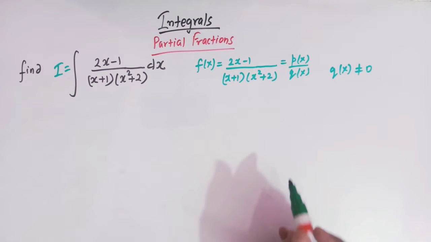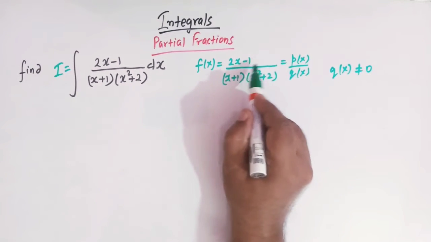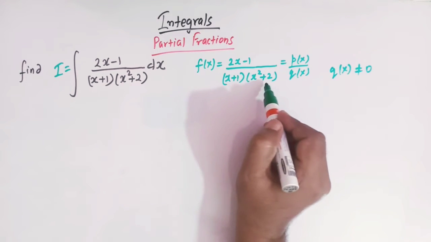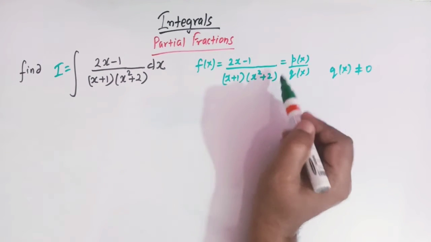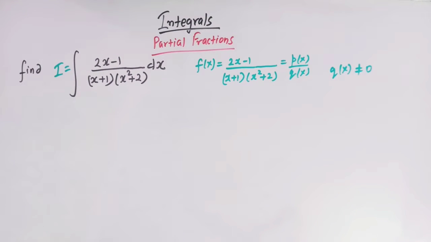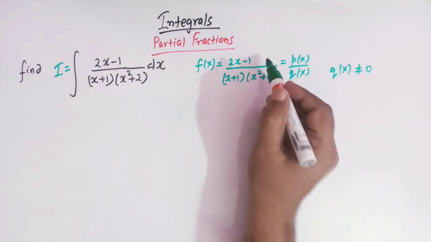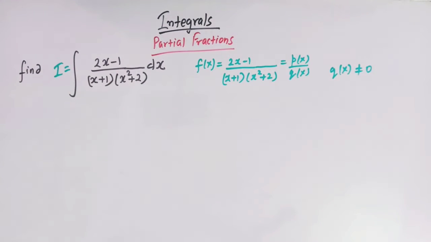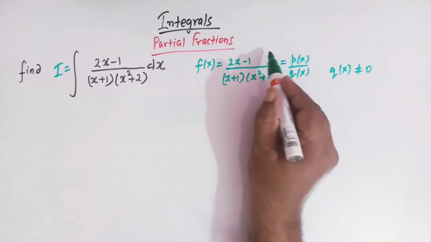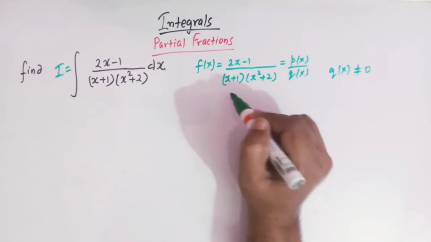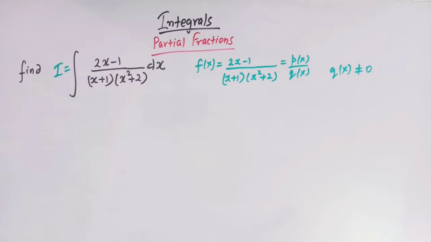In such cases, when the numerator is a polynomial and the denominator is also a polynomial, we decompose this integrand in terms of partial fractions. There are a lot of methods to decompose a rational function into partial fractions, and the method depends on the nature of the rational function. By nature we mean the structure of the rational function.